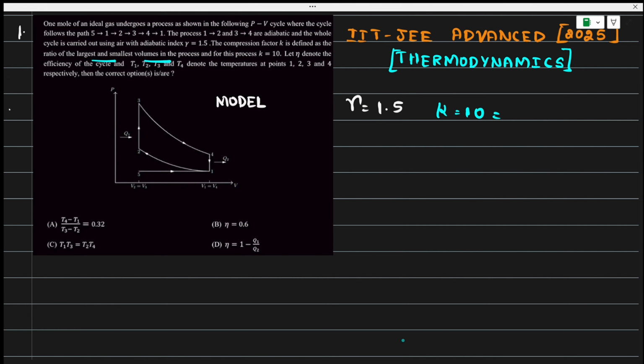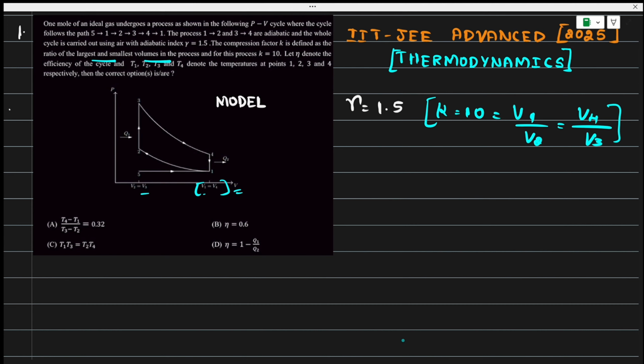Here, if you see, the x coordinate corresponds to volume. Now here the largest volume is V1 and V4, and the smallest volume is V2 and V3. If you take V1, the corresponding smallest volume will be V2. If you take V4, the corresponding smallest volume will be V3. This is the concept. Now V1 by V2 equal to V4 by V3. This is the data that we can extract from this question.